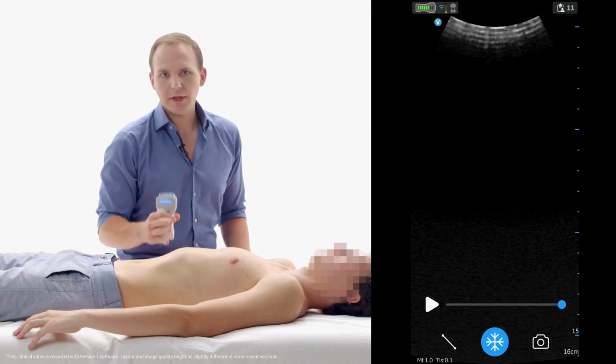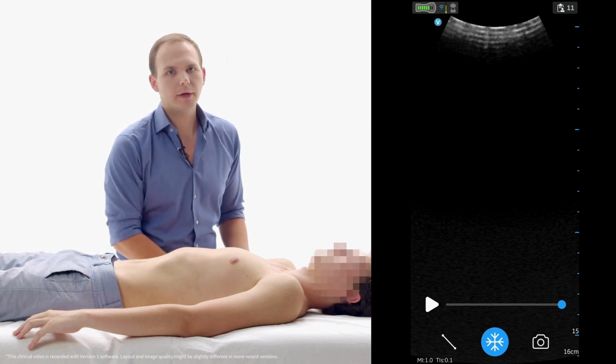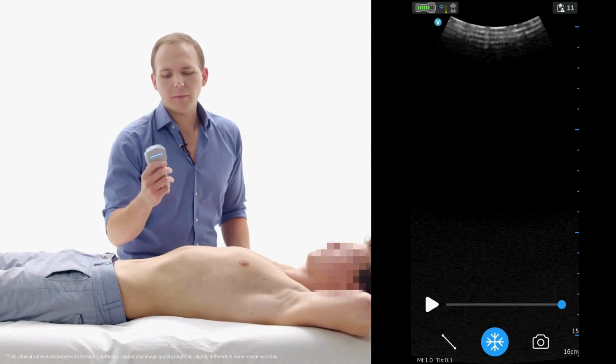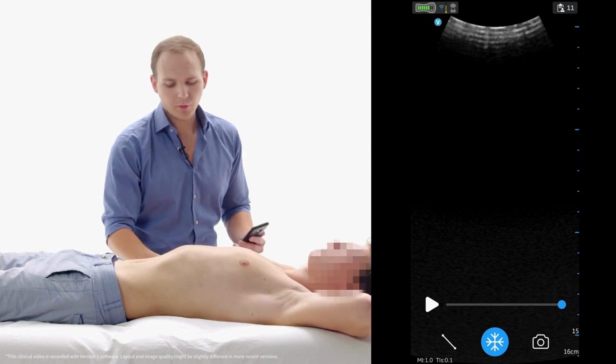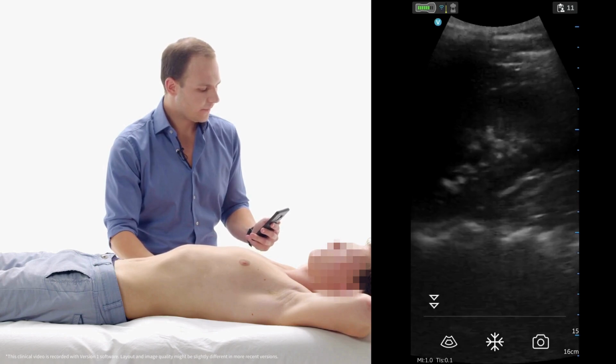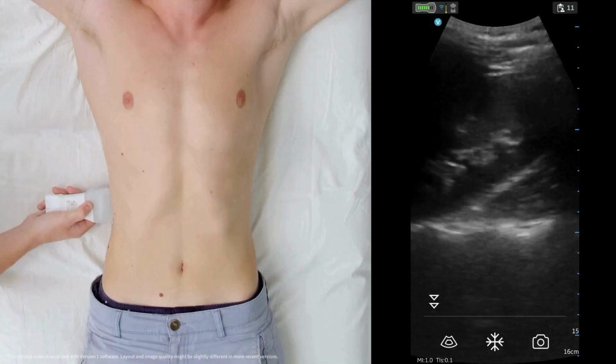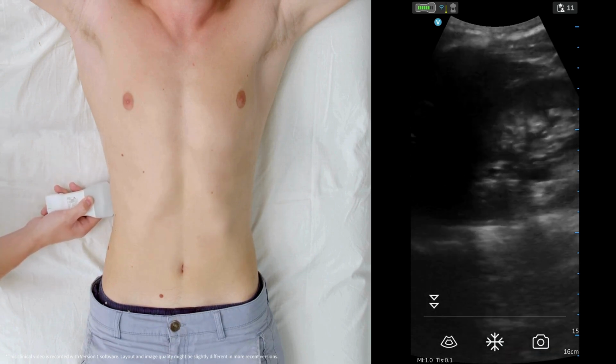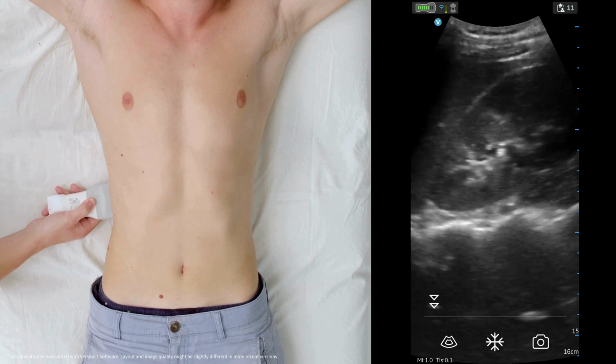If your patient is able to, you can ask him to put their hands above their head. Thank you. Marker is pointing cranially, and we can start to image here. And we look for the liver and the kidney. We can see the kidney very nicely here.